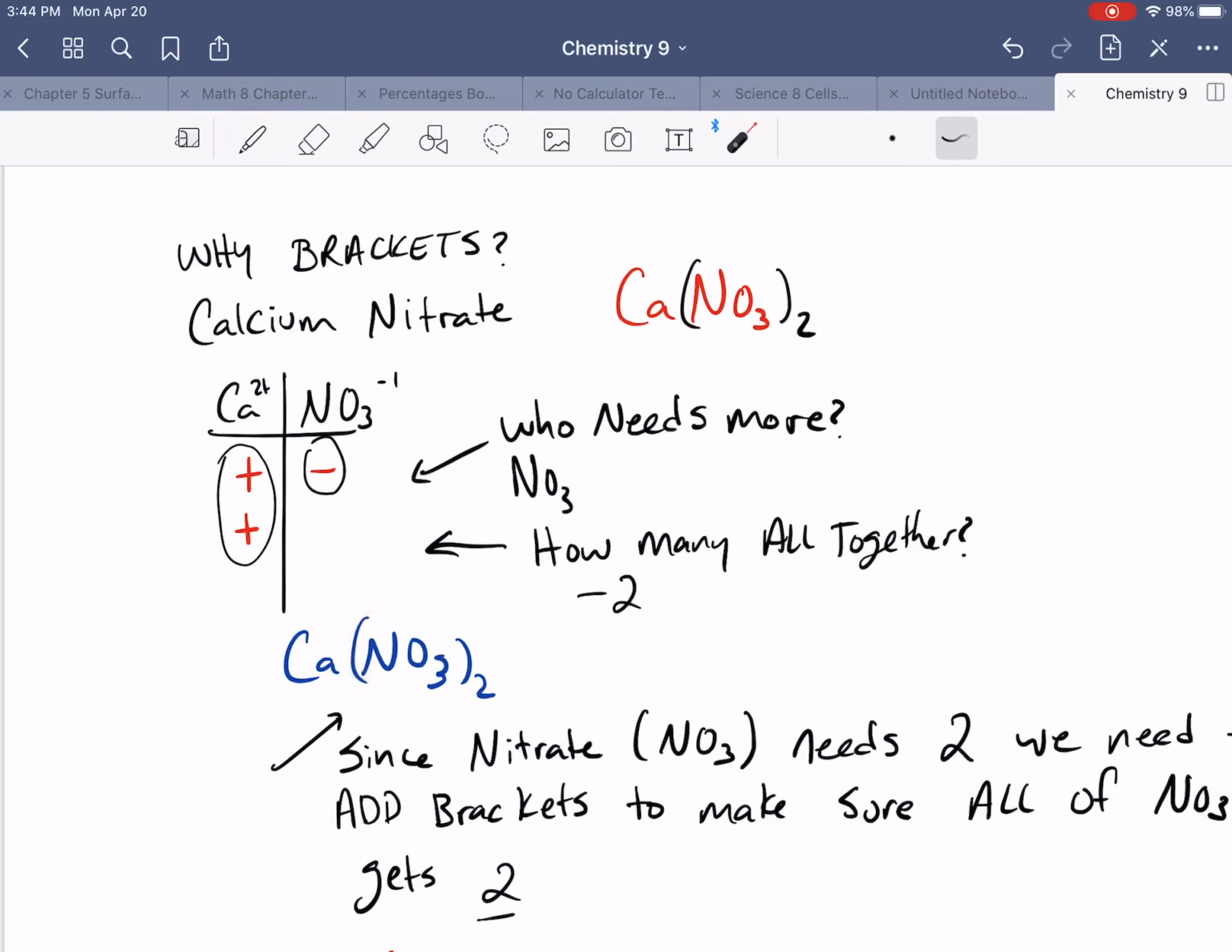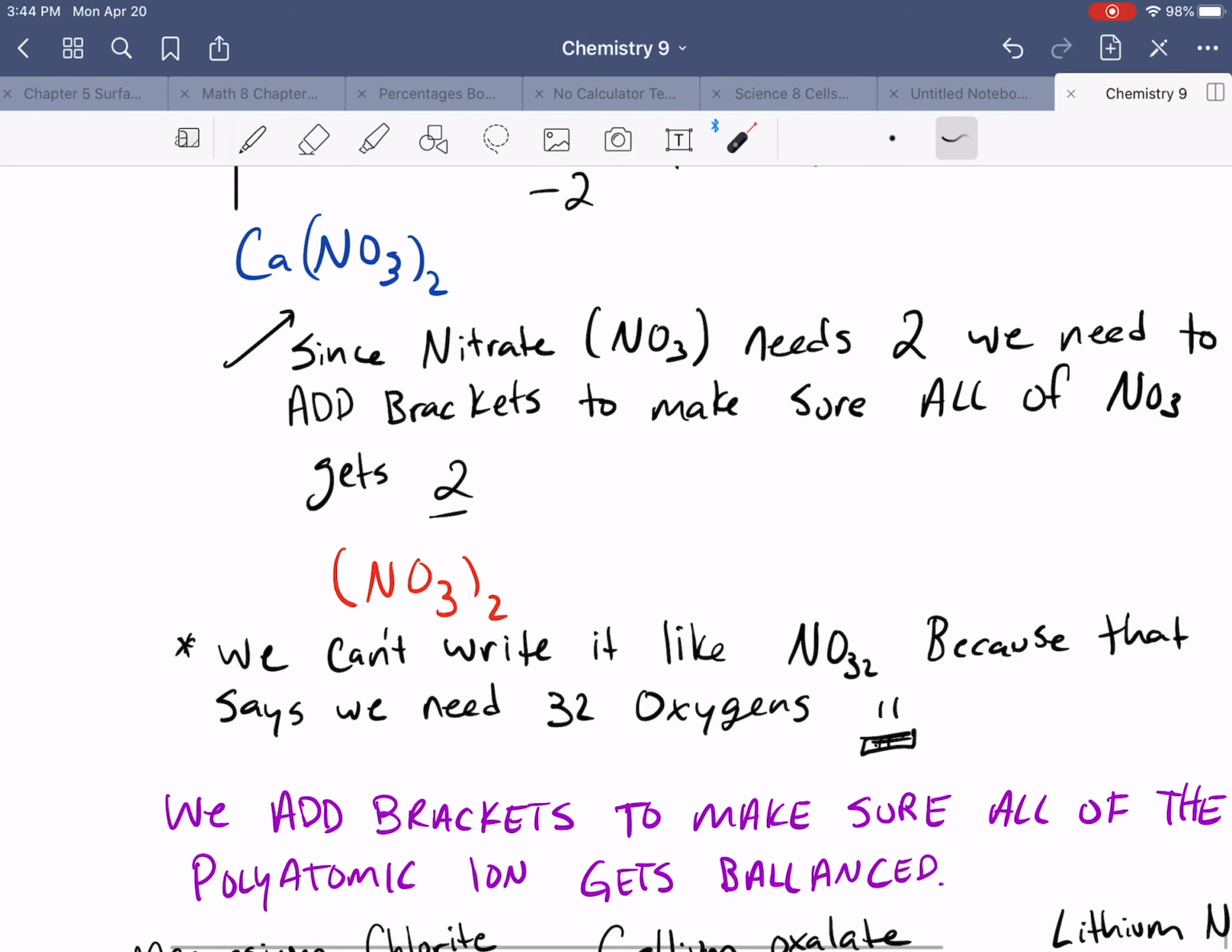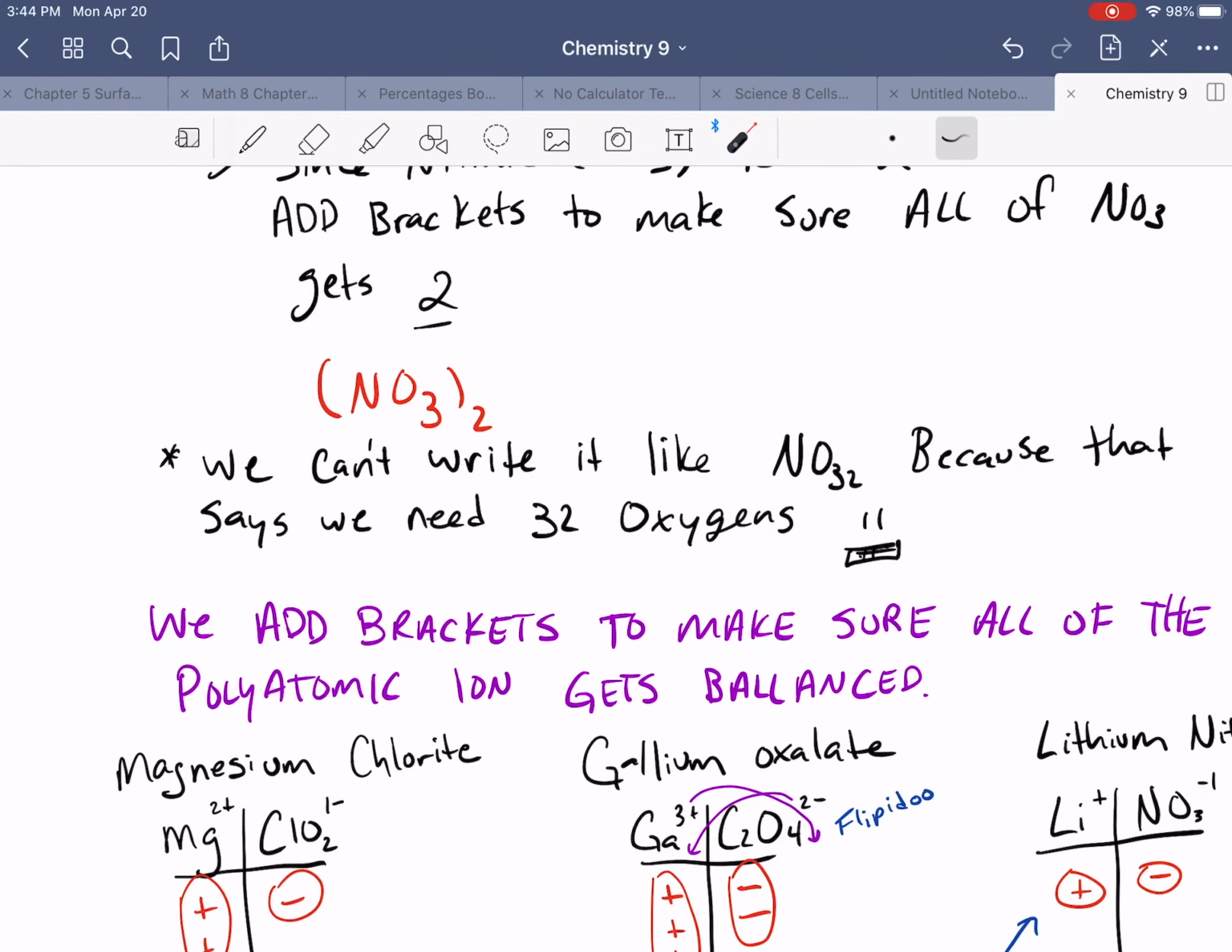And so that's just indicating that we needed 2 packages of NO3. Since nitrate needs 2, we need to add brackets to make sure that all of the NO3 gets 2. And there we go. We can't write it like NO3 and then a 2, because basically that says that we're needing like 32 oxygens, and that is not what we need. See how this is? You can't write it like that.